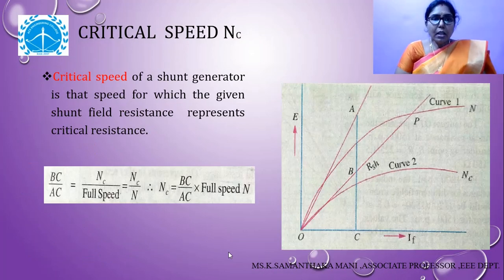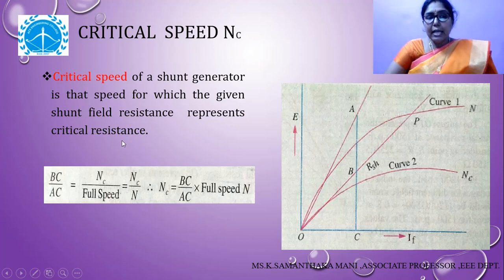Next, as I mentioned earlier, I would like to talk about the critical speed. What is the meaning of critical speed? The critical speed of a DC shunt generator is the speed for which the generator shunt field resistance represents the critical resistance. The speed concerned with the critical resistance is known as the critical speed.